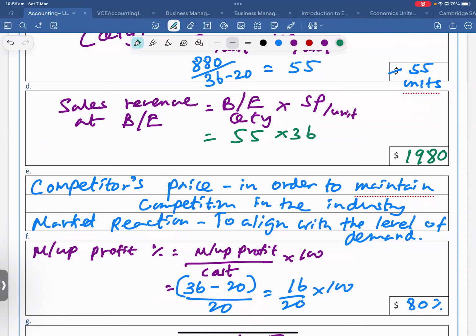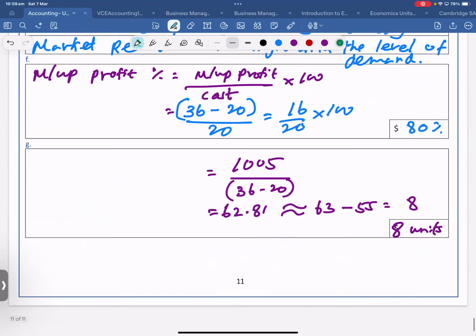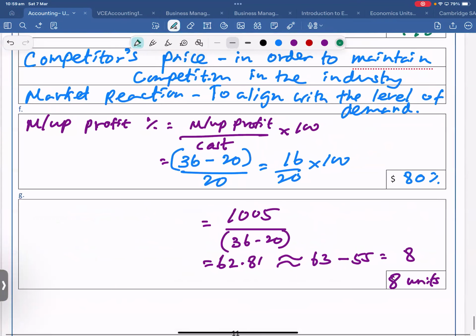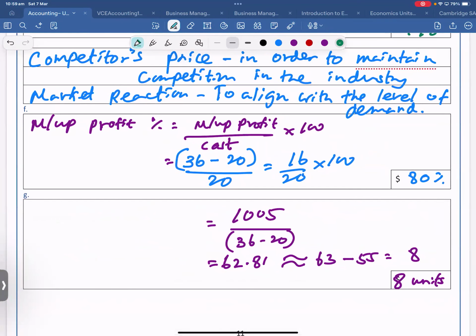No. Read the question properly. You haven't read the question. How many more cuts? So you subtract 55, so it would just be 8. Yes. Especially in accounting, and other subjects as well, read the question.